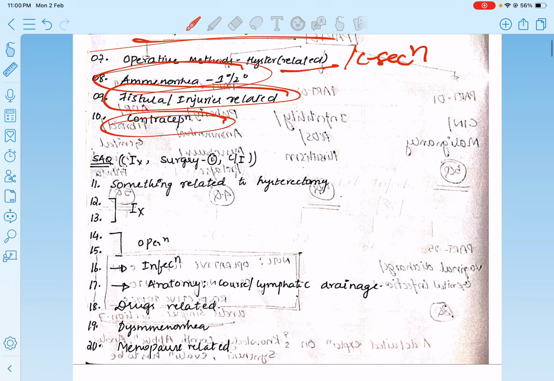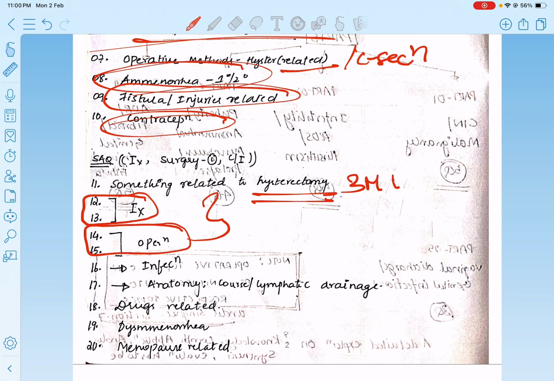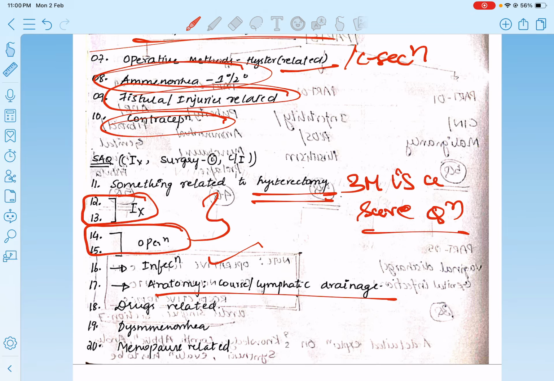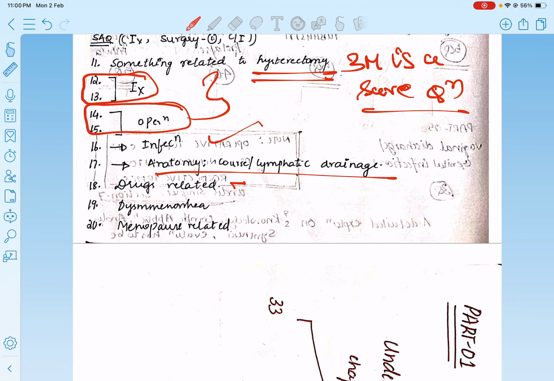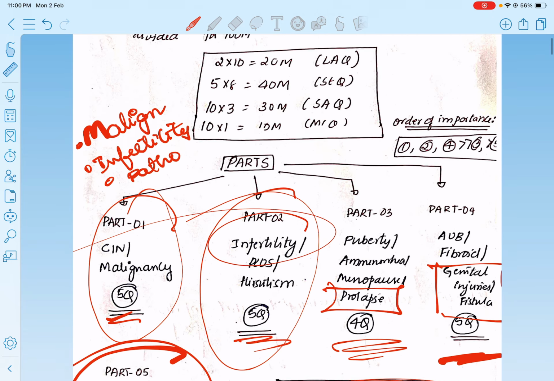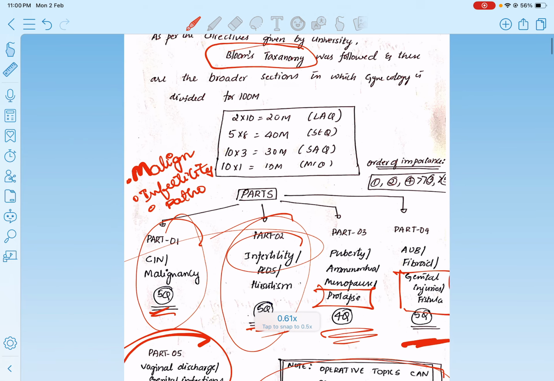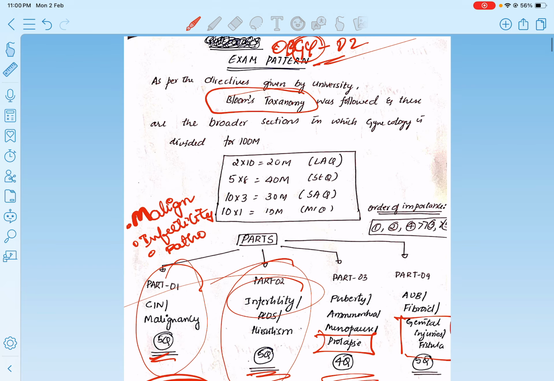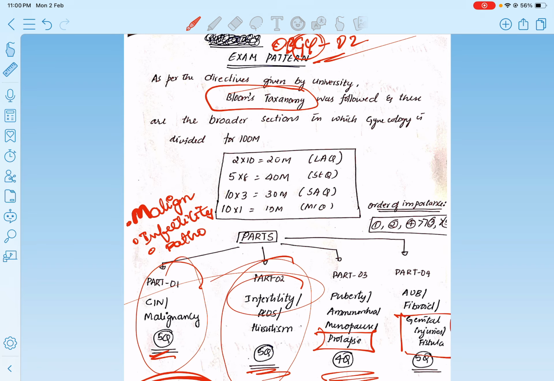Short answer questions are basically related to the investigation part and the operation part. You might get 4 questions related to that. Then something related to hysterectomy for a 3 marker is a sure question. Also one related to infection, then anatomy and course of the ureter and the lymphatic drainage. One thing related to pharmacology or drugs they can ask, and dysmenorrhea and menopause. So if you see, this has an easy narration, not like obstetrics, because you know the core pathology, you just need to place it and come back.